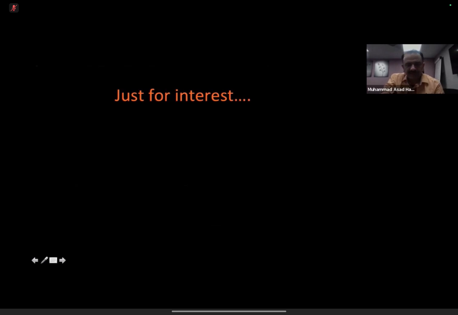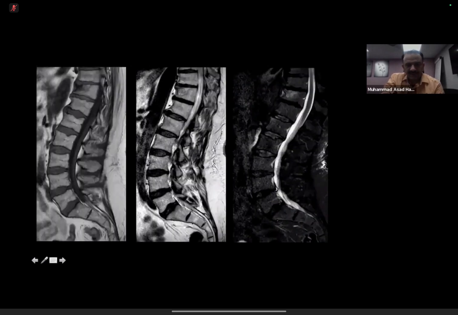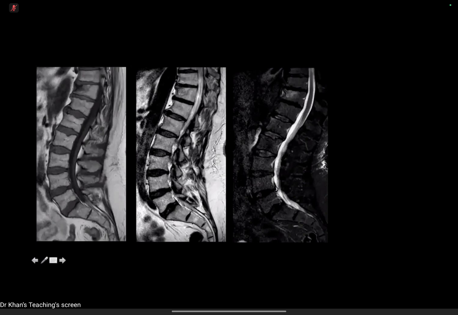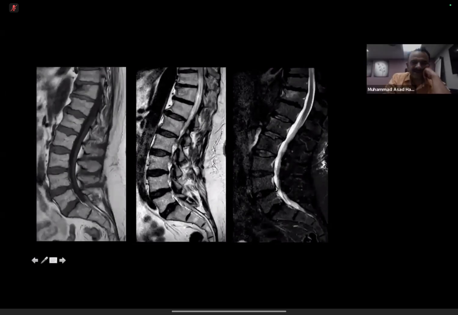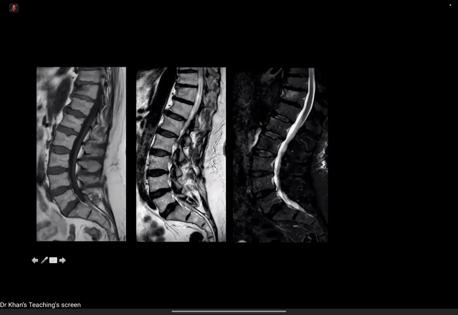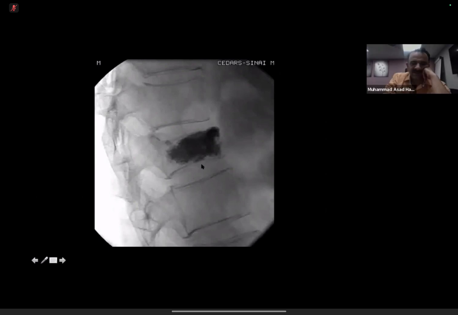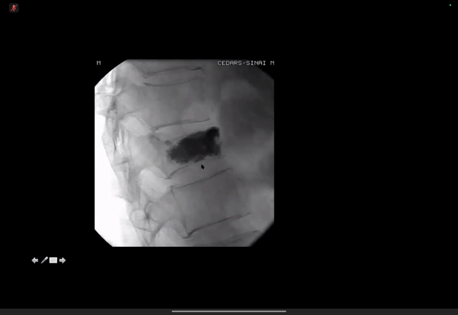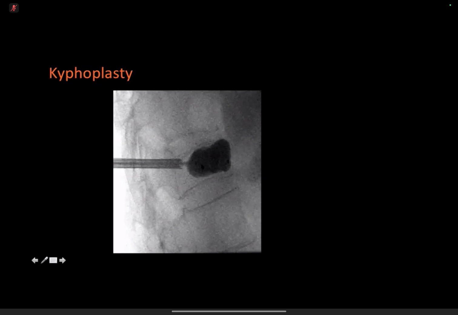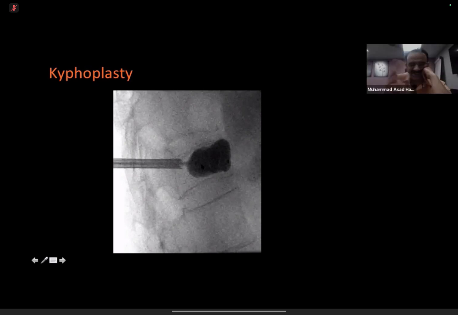Okay, so another subject to read. I'll show you now just a few things for interest. What do you see here? I see a vertebral collapse, lower dorsal. Does interventional radiology help here? Yes, we can do vertebroplasty, cementoplasty. What is this procedure? It's vertebroplasty. And this one? Kyphoplasty, it's written on it.